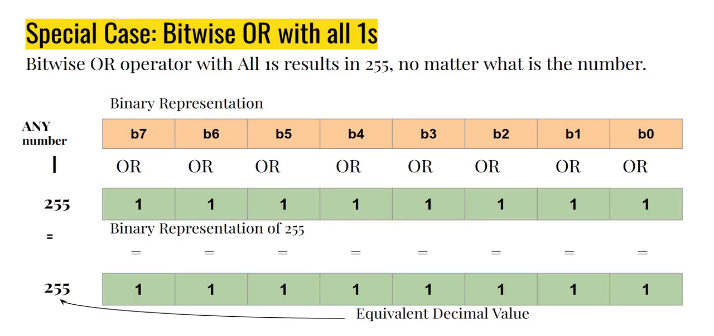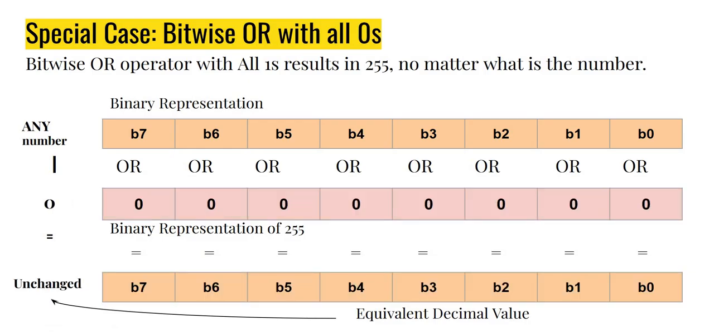When I OR something with say 255, bitwise OR, remember I'm doing a bit by bit OR with all ones, which means that I will end up with all ones at the output, because the moment I have a 1 over here, doesn't matter if this is 0 or 1, I will end up with a 1, and hence the answer would be 255. So ORing any number with 255 will result in a 255.